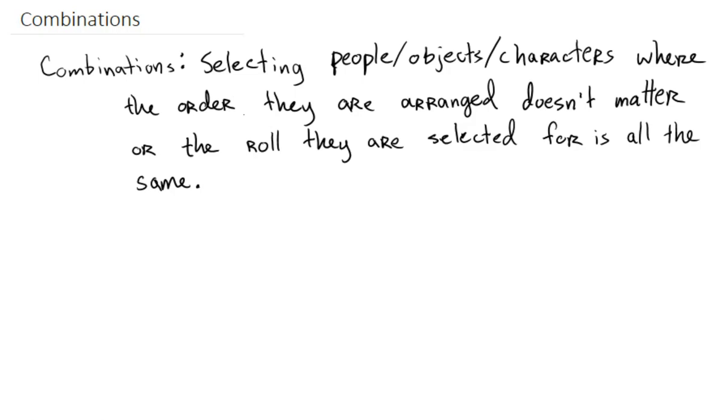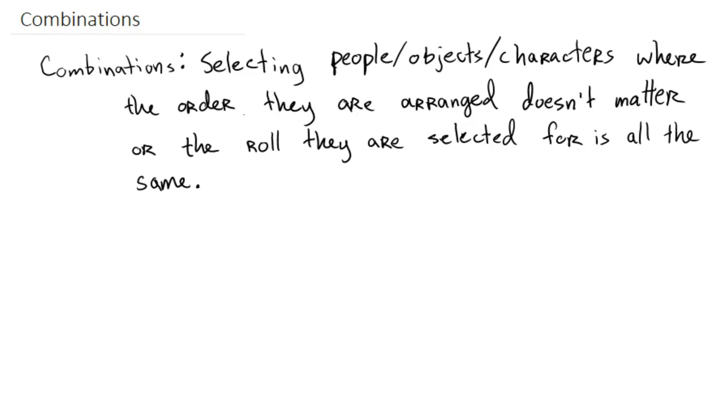So for example, let's say I have 10 friends and I want to choose 3 of them to go to the movies with me. All 3 that I'm choosing are getting to go to the movies. They're all getting the same result. Or if you have 10 colleagues at work and you're selecting 5 of them to be on a committee, they all get the same job in the end. It's not a vice president, president, secretary sort of thing where we're handing out different jobs. They're all going to be on the committee. So they all get selected for the same role. So it doesn't matter what order you select them in.